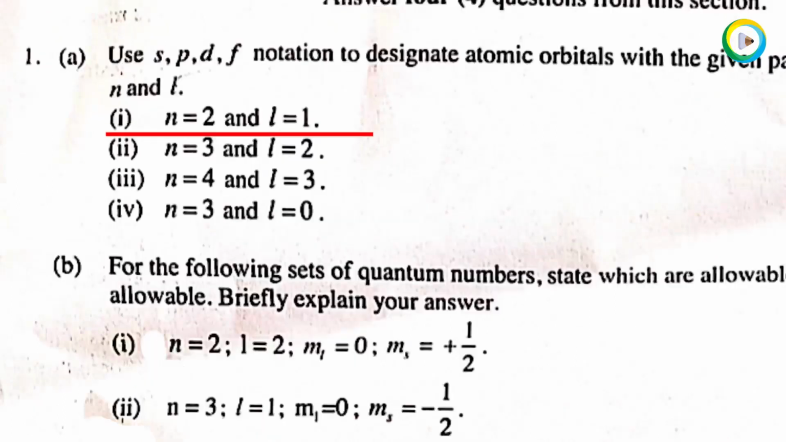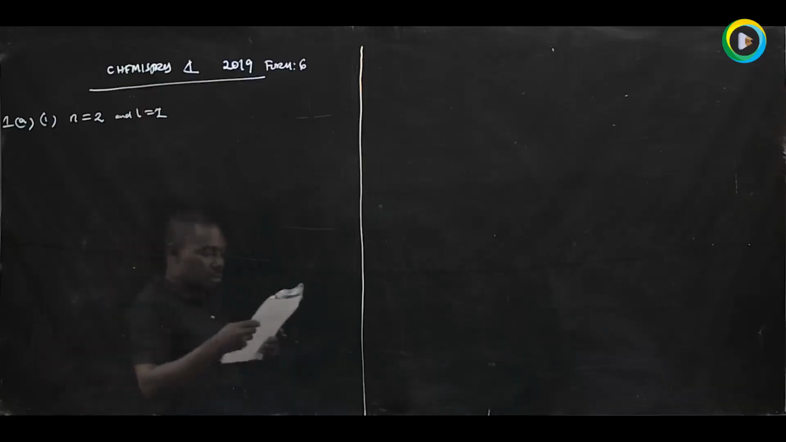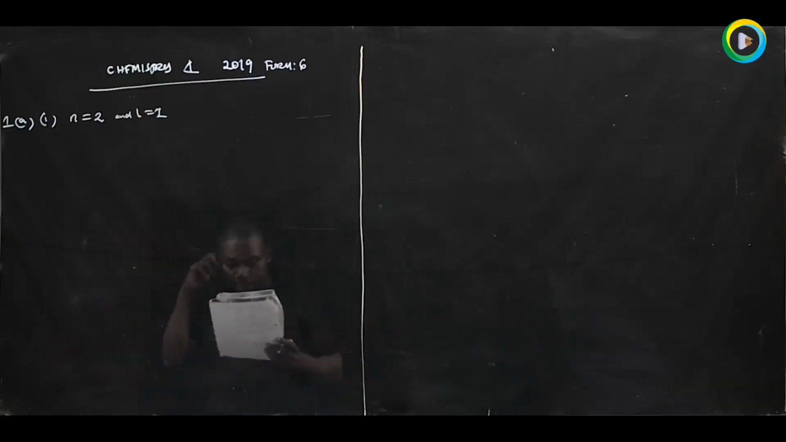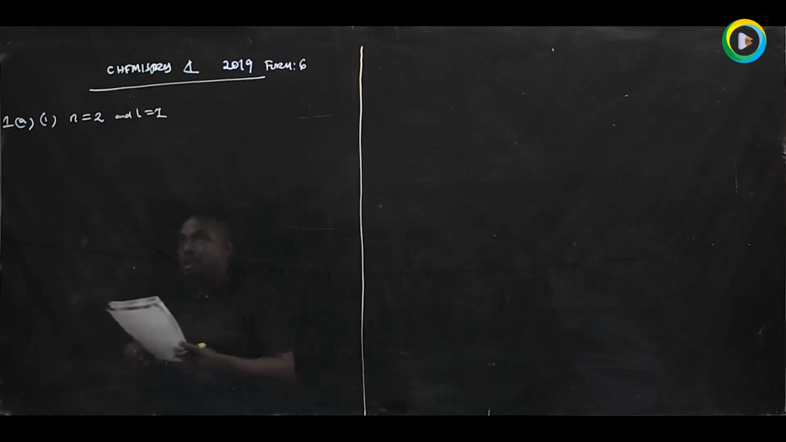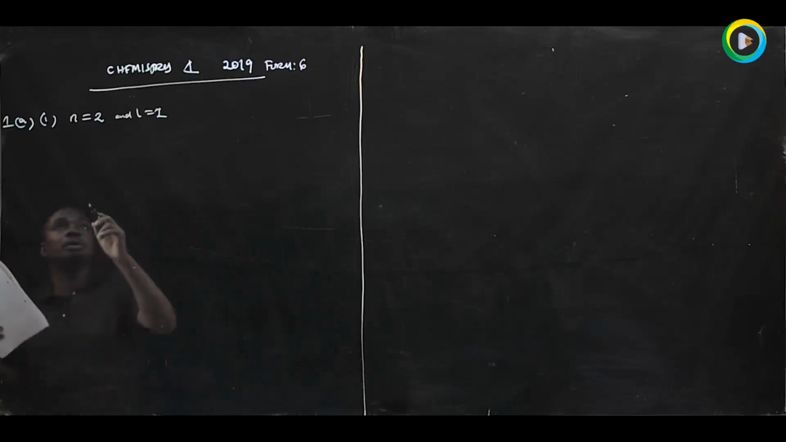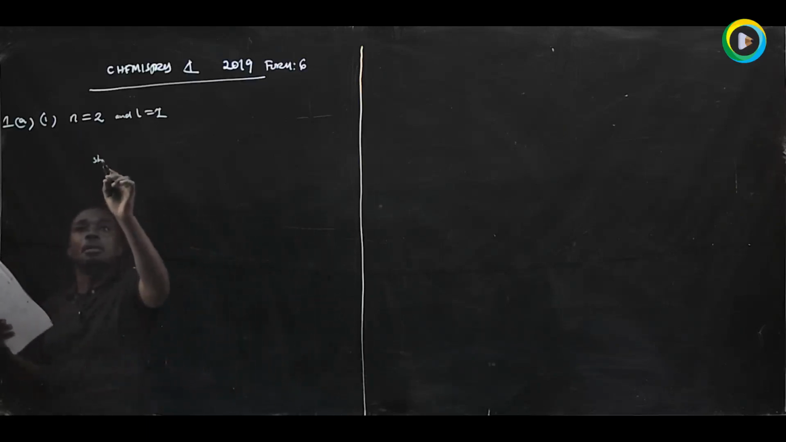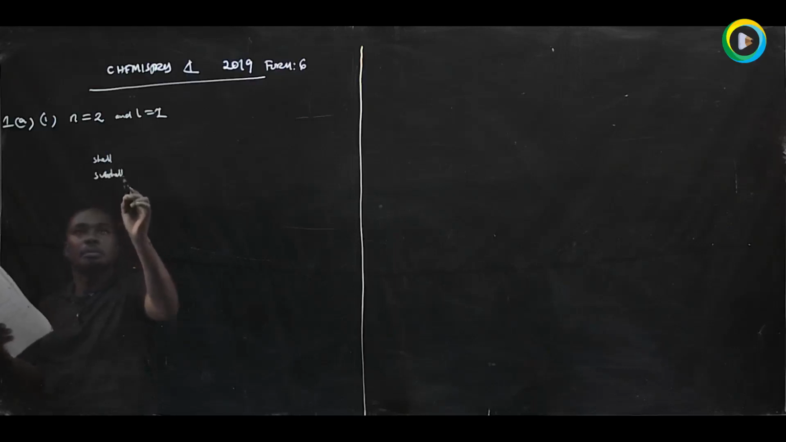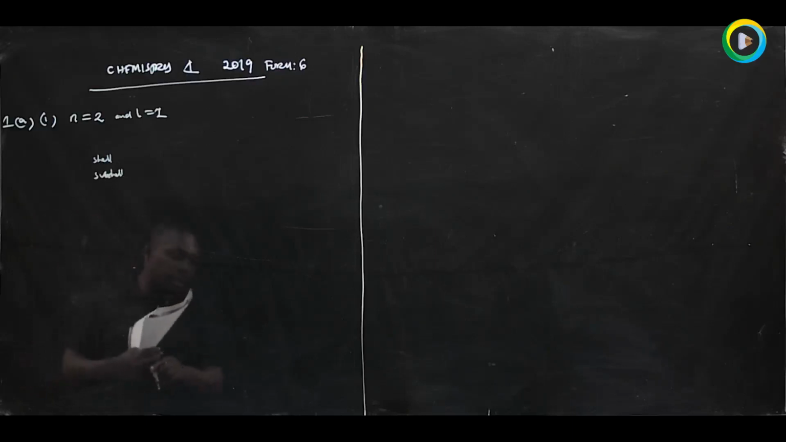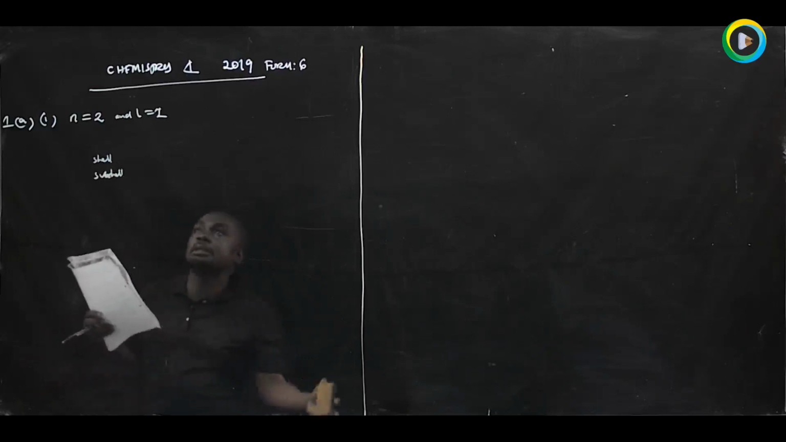Roman number 1, N is equal to 2, and L is equal to 1. These two quantum numbers describe what kind of orbital. N represents number of shell, L represents subshell.